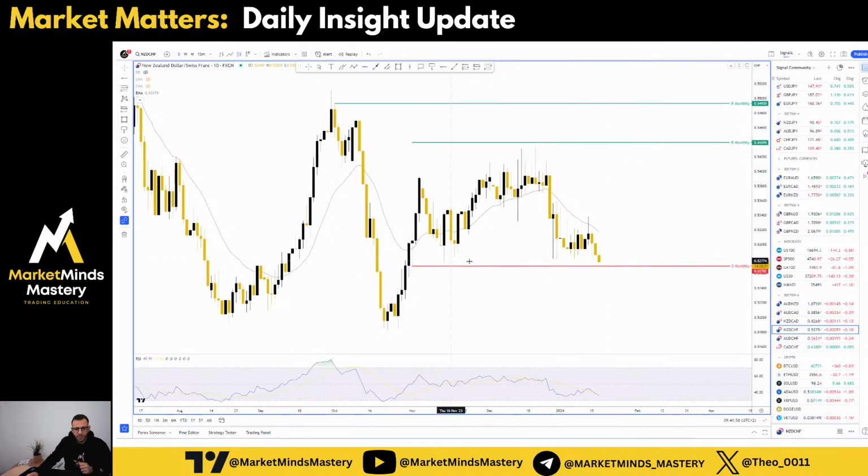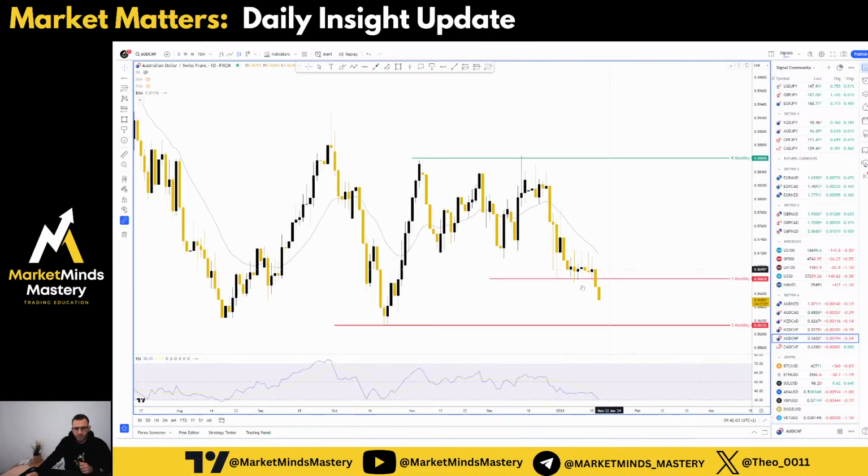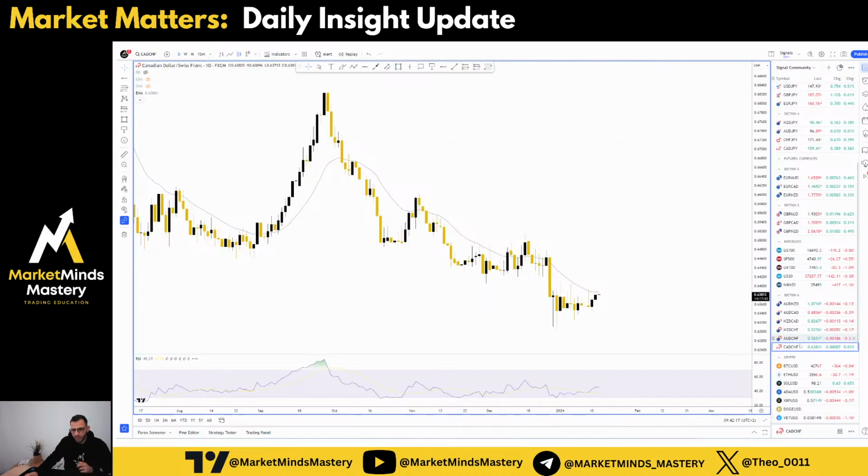New Zealand Swiss franc, again, we have to see the price break below this support. And Aussie CHF, today it might be a good day to start looking for shorts on the lower time frames until we reach this 0.56133. And Canadian dollar, Swiss franc, both of them strong, so we don't know what's going to happen with these two.